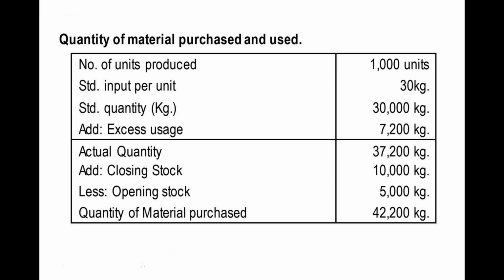One more piece of information is given in the problem. What is the information? Opening stock available in the factory is 5,000 kgs. So we need not purchase those kgs once again. That can be utilized for consumption for the month of September 2019. So the available quantity should be deducted. So less opening stock, 5,000 kgs. Now the resulting figure is 42,200. That means the actual quantity purchased is 42,200.